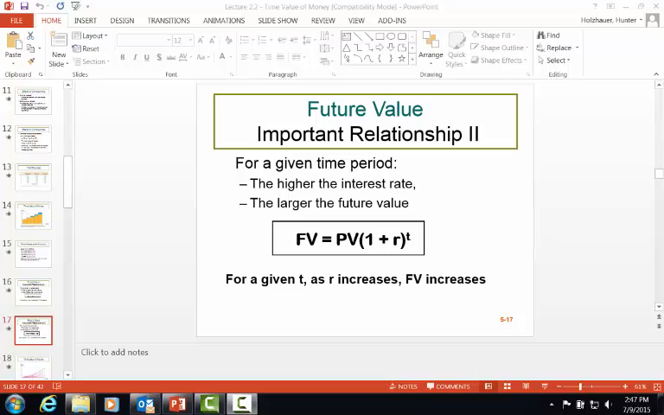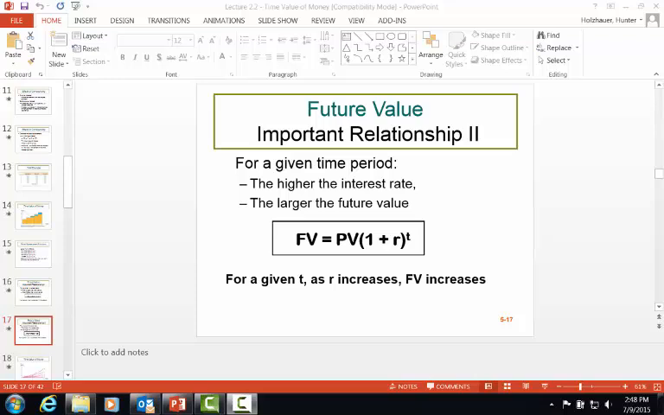Okay, Ross, I'd like to go to the future value important relationship 2 slide. The second important relationship for future values is that for a given time period, the higher the interest rate, the larger the future value. So in this case, the higher the return, the more money you're going to make. This makes a lot of sense.